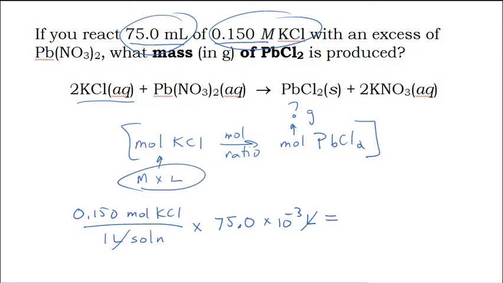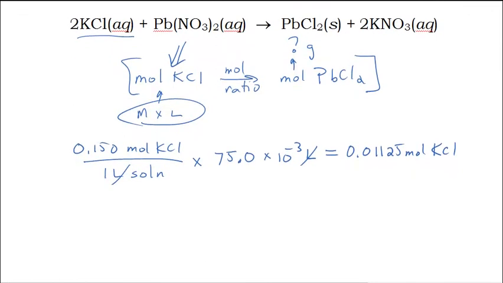All right, so that is going to give us 0.01125 moles of KCl. So there we go, we're at moles of KCl. Now that we have moles of KCl, we can get to moles of anything else in this equation. But we want to get to moles of PbCl2. So we're going to use the mole ratio to get to moles of PbCl2, and then we can get to grams. So let's do those next steps.